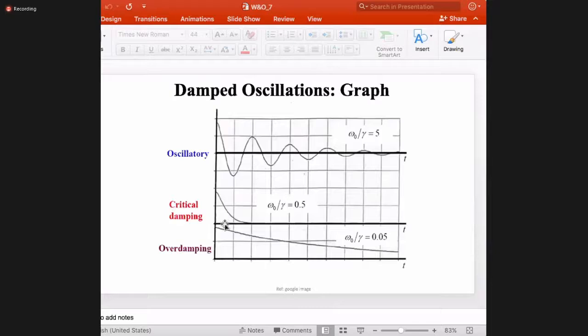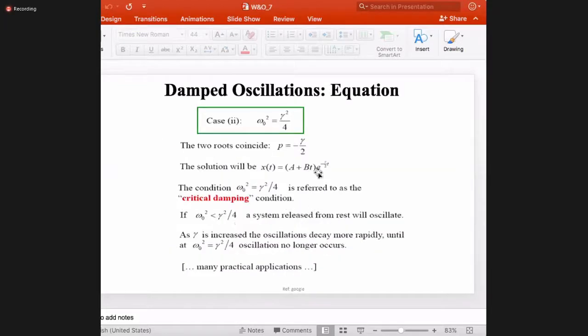So our graph will be like this. This will be decaying, but decaying more slowly than in the critical condition, because in the critical condition equation we have another extra term, t. So t e to the power minus t, this value decreases more rapidly than this term.